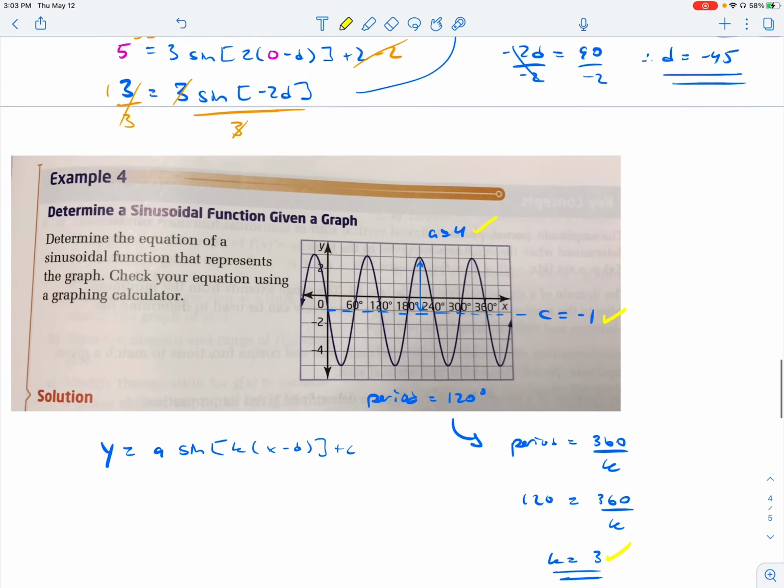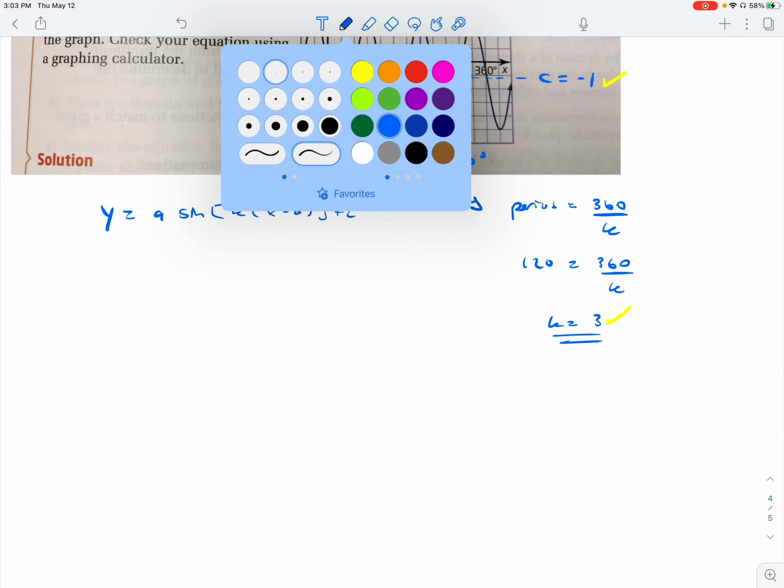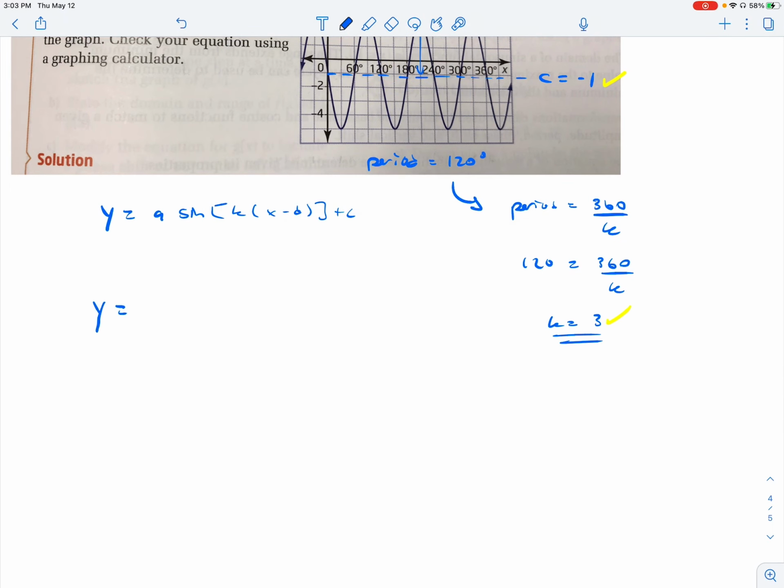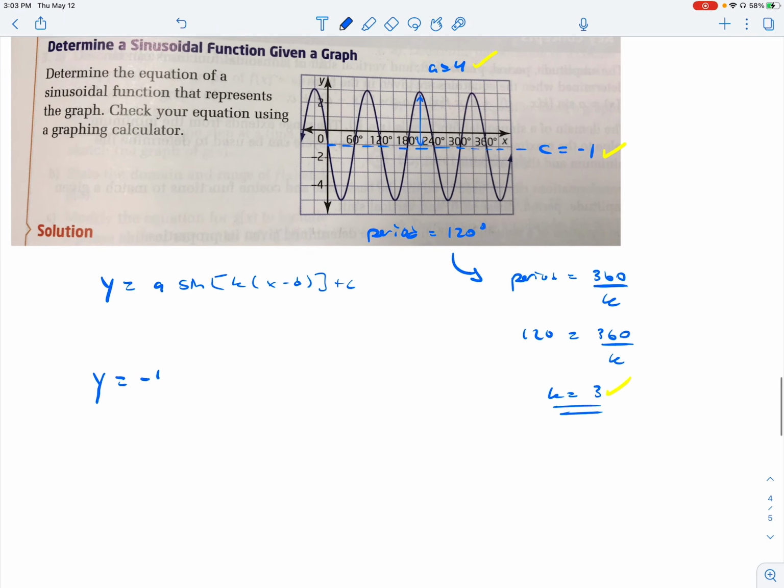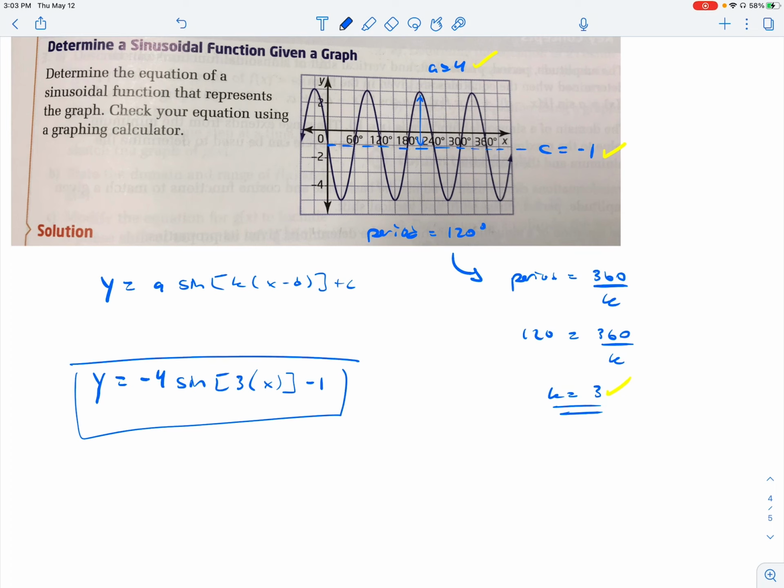So we could go ahead and we can start modeling this. So I'm going to do -4 because it's reflected. It started at the center line going down. That's why I use the negative. We'll leave it as sine. My K value is 3. I actually don't need a phase shift because we did the reflection instead. Everything's going to line up. And plus C is -1. So we got to write -1. So this equation will work perfect.